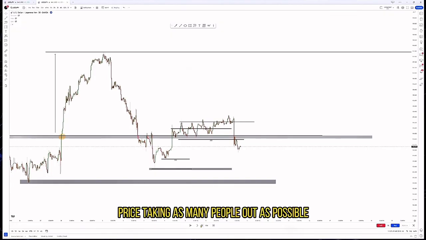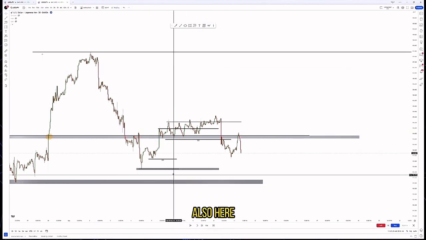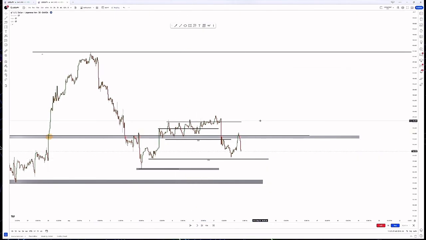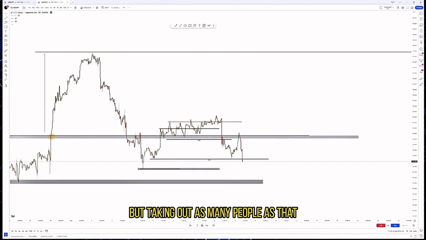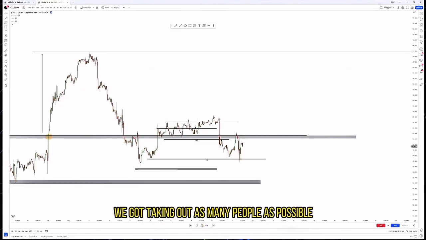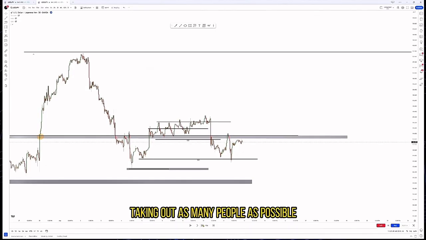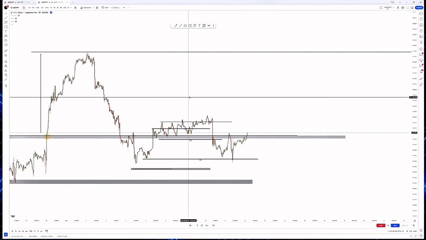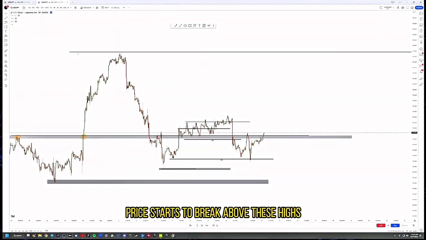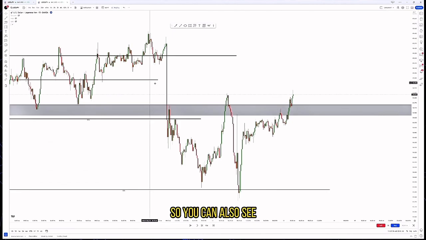Price taking as many people out as possible. Also here, I'm pretty sure they got taken out too. Taking out as many people as possible until we get a final break above these highs. Now, price starts to break above these highs, and I want to go a little more in depth so you can also see.